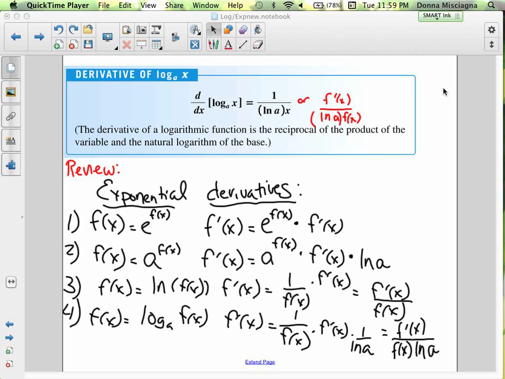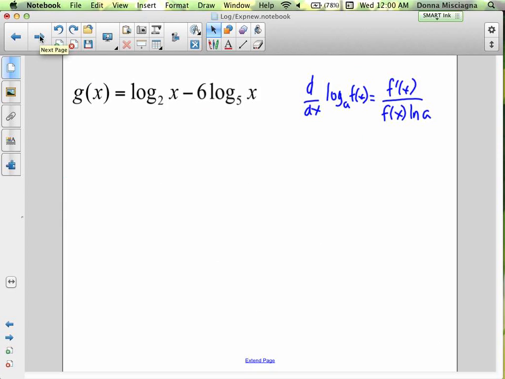For the derivative of natural log of f of x, the derivative, f prime of x, is going to be 1 over f of x, 1 over whatever we're taking the log of, but times the derivative of that value. So that would be f prime of x divided by f of x. And if it's not base e, but some other base, we're going to do the exact same thing, except we're also going to be dividing by the natural log of the base. So just reviewing all of your exponential and log derivatives. So let's try this one.